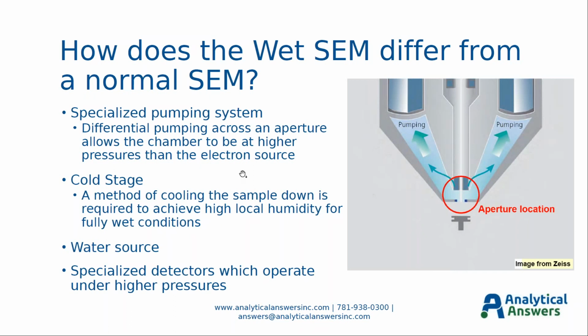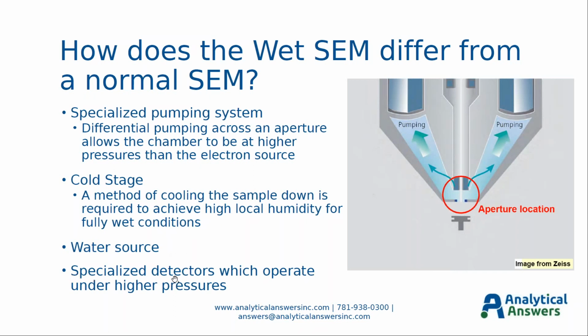In addition to having that specialized pumping system, you need to have a cold stage. In order to get to truly wet conditions, you typically have to cool the sample below room temperature. And again, you can also go to freezing conditions where it's desired. Of course, you need a water source, and that comes from a bubbler attached to the instrument.